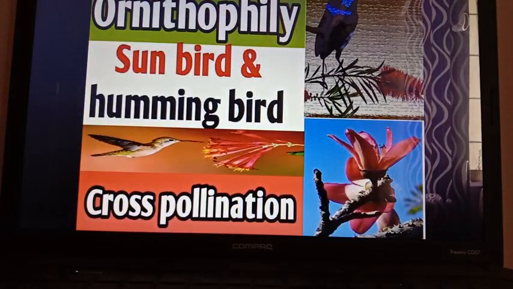Now the last one is ornithophily, that is mainly done by the sunbird and hummingbird. Ornithophily is bird pollination. That is the transfer of pollen grains from anther to the stigma through the agency of birds. Here the two birds that are mainly helpful are the sunbird and hummingbirds.